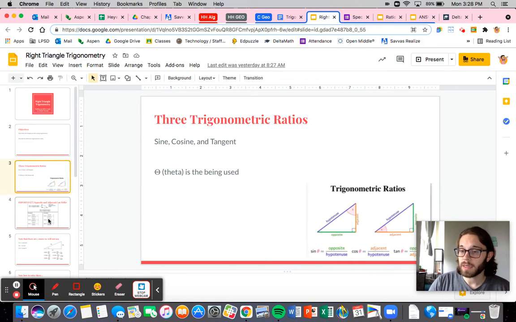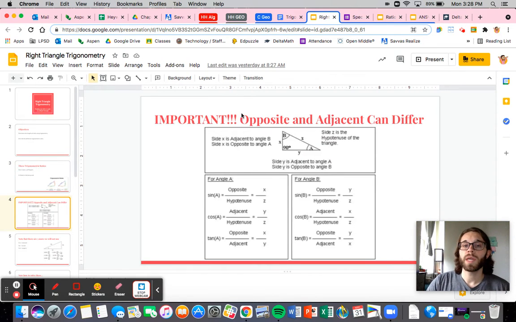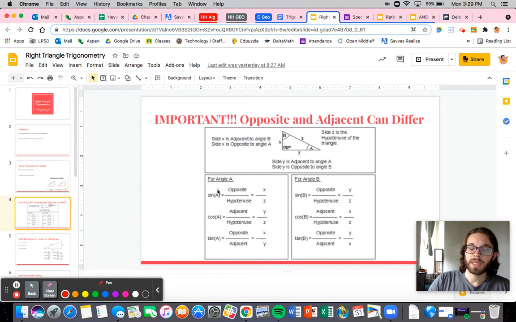Now, when we set these up, as I just said, we are going to have a difference in terms of what is considered opposite and what is considered adjacent. Okay? So sine of theta is always going to be opposite over hypotenuse. All right?